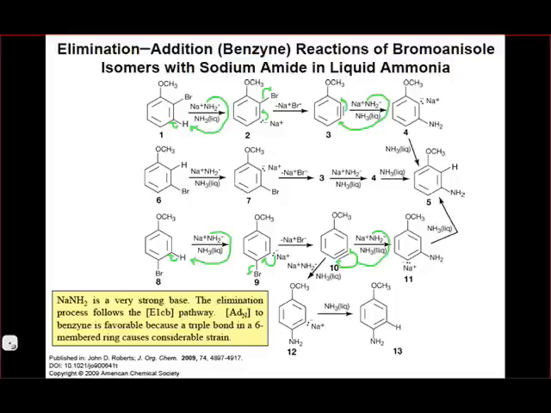The most important point is that the formation of the benzyne intermediate does help us explain why the incoming nucleophile does not always add to the carbon that bears the original leaving group.